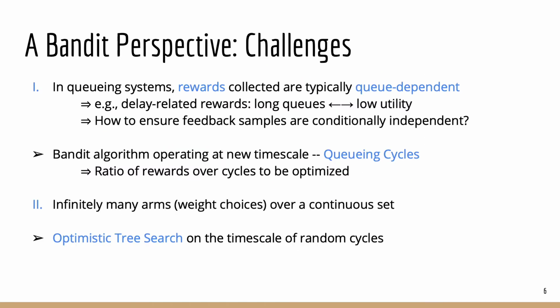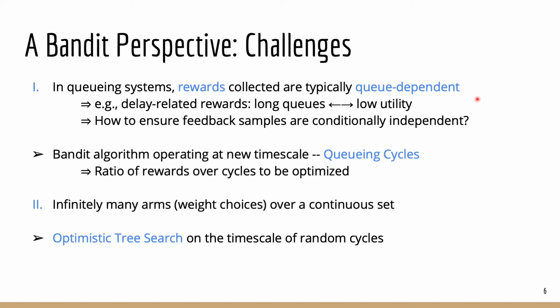So here we go. We have two main challenges when applying this bandit perspective. First, in queuing systems, rewards collected are typically queue dependent. For example, if the rewards are delay related, then having long queues typically means the utility is low at the moment.